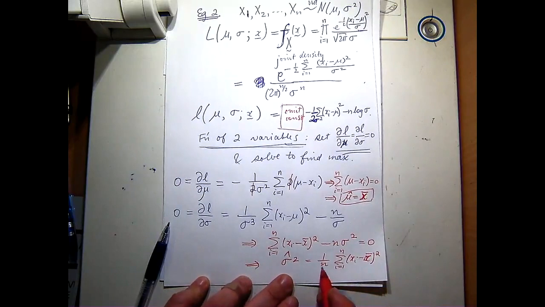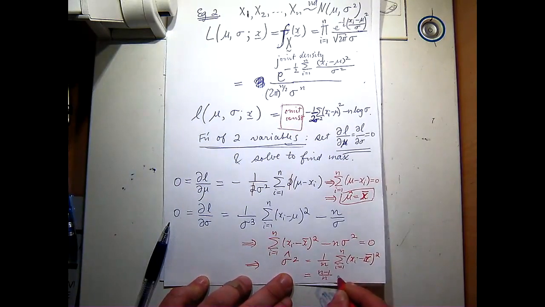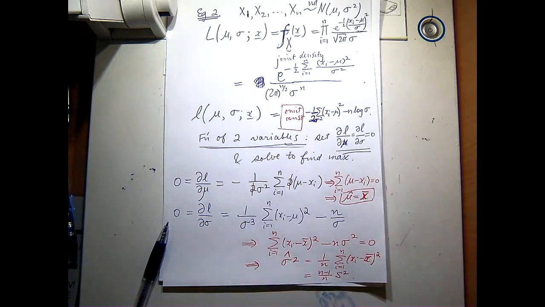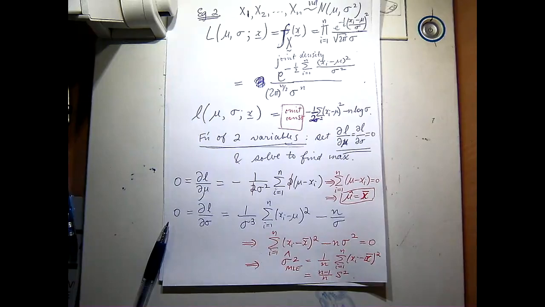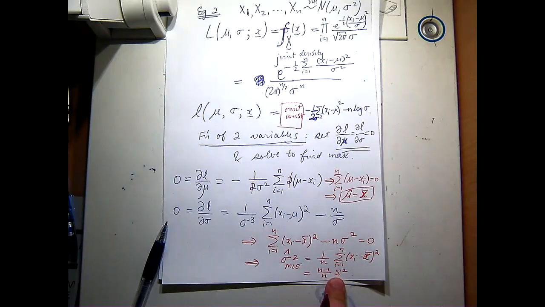So the sample variance, of course, would be 1 over n minus 1. So to fix that up, I could write it as n minus 1 over n times s squared. So interesting fact, the maximum likelihood estimator of sigma squared is not s squared. The reason we preferred s squared was that it is unbiased.